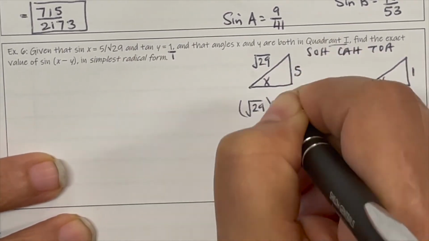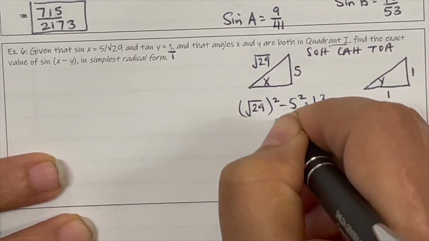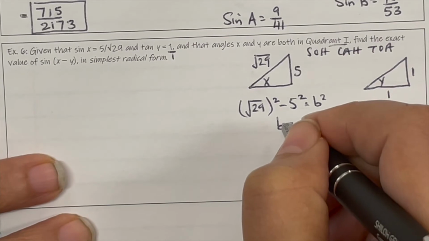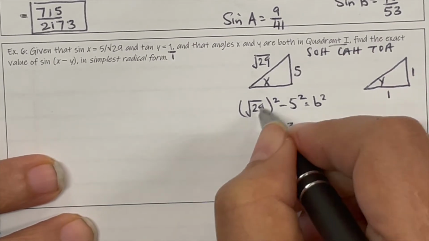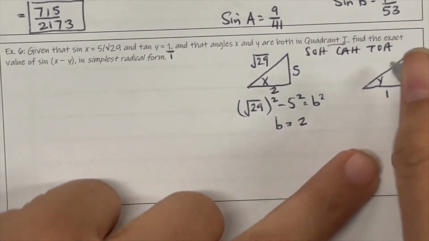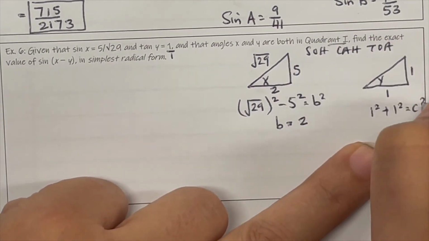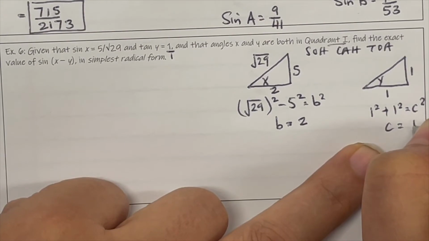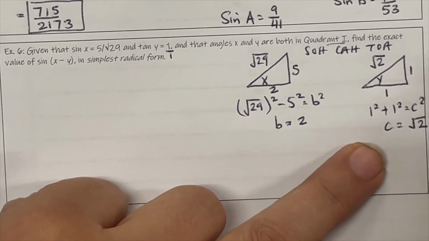Use Pythagorean theorem to find the third one. So it'll be the hypotenuse squared minus one of the sides squared is B squared. So that's 29 minus 25, which is 4. Square root is 2. Same thing here. So 1 squared plus 1 squared equals C squared. That's going to be radical 2. So just using Pythagorean theorem.